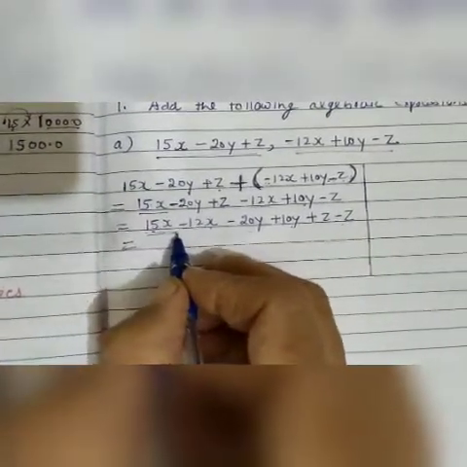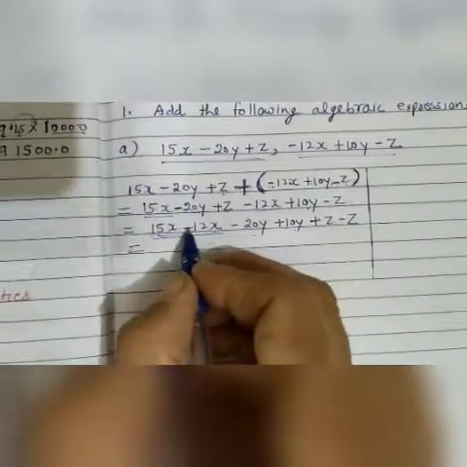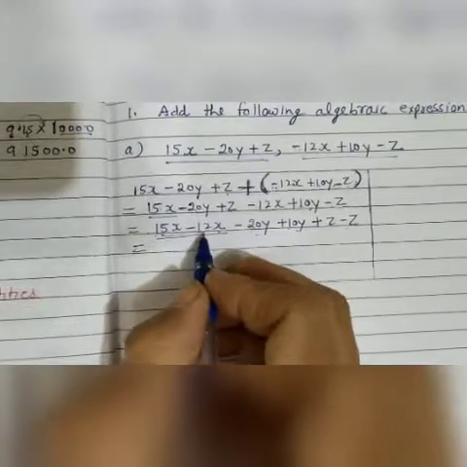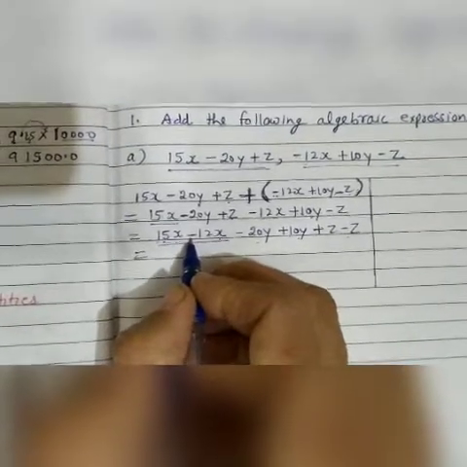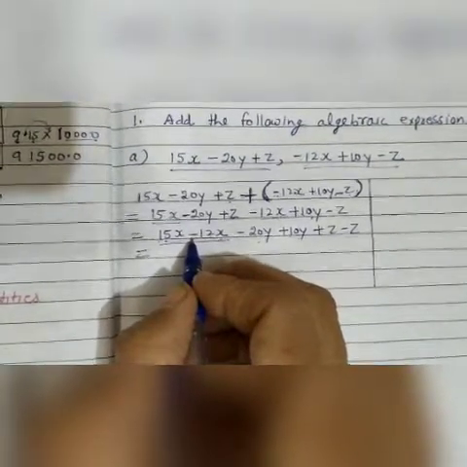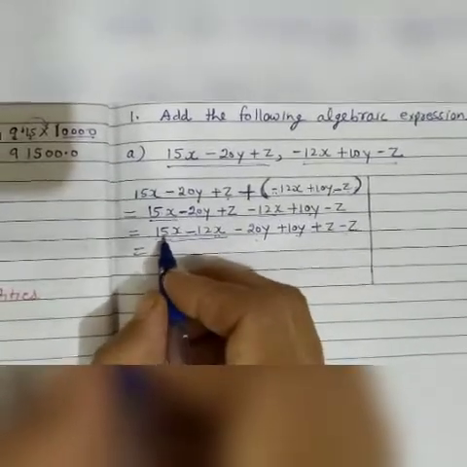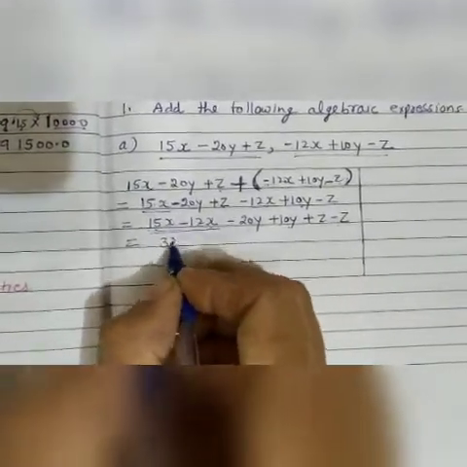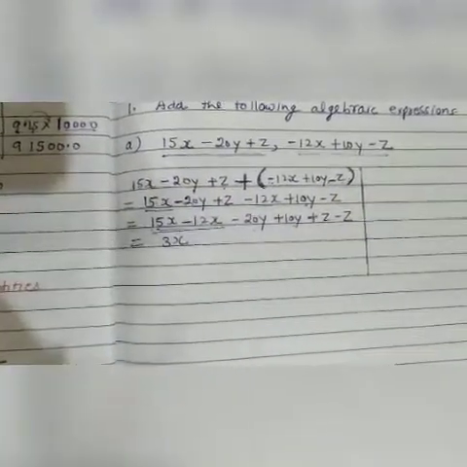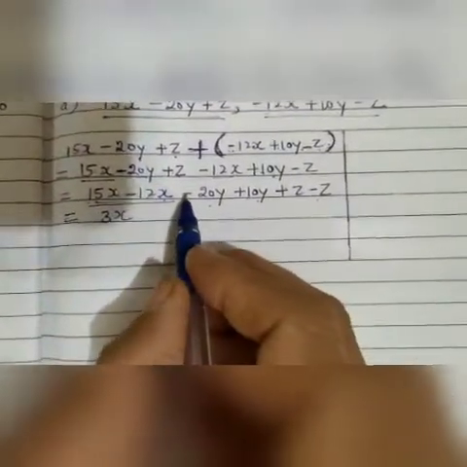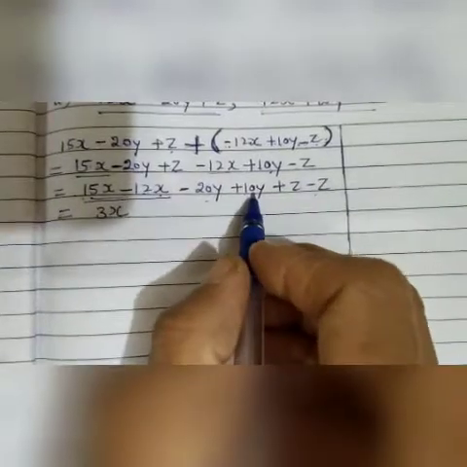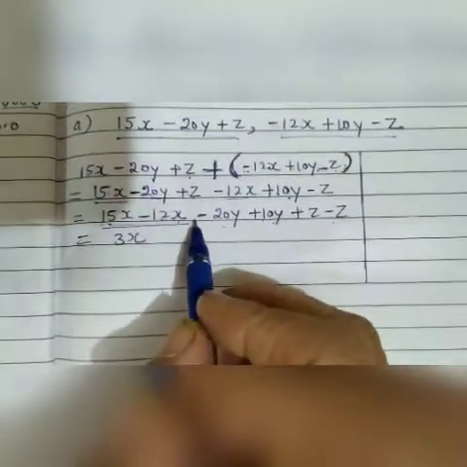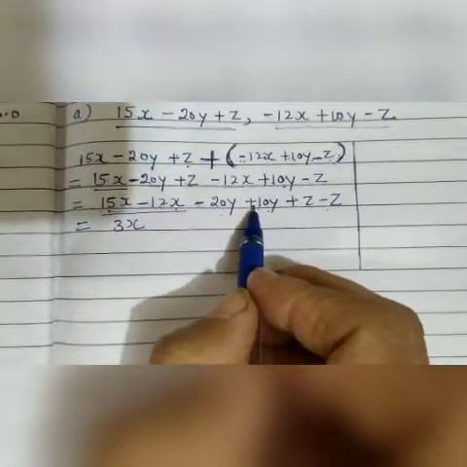This 15x minus 12x. We will solve these two terms. 15x is with plus sign and 12x is with minus sign. Both the signs are different, so we will subtract. Subtract 12x from 15x. We will get 3x. Then minus 20y plus 10y. Again these two terms are with different sign. One is negative, other is positive.